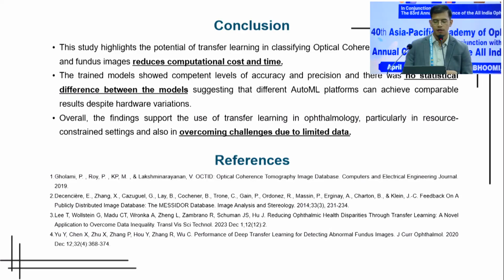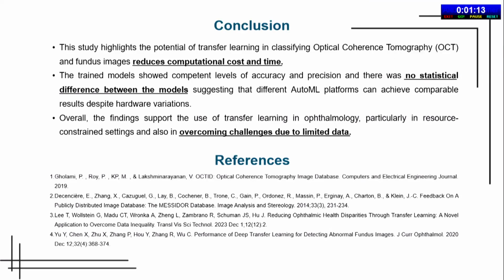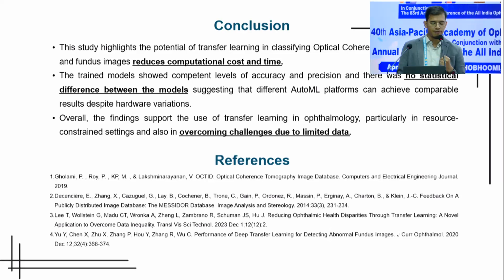To conclude, transfer learning reduced the computational cost and time. It also showed that there was no statistical difference between the models that were used, that is, between cloud-based and local hardware-based. And all of these also suggest that we can use limited data using transfer learning to develop machine learning models.